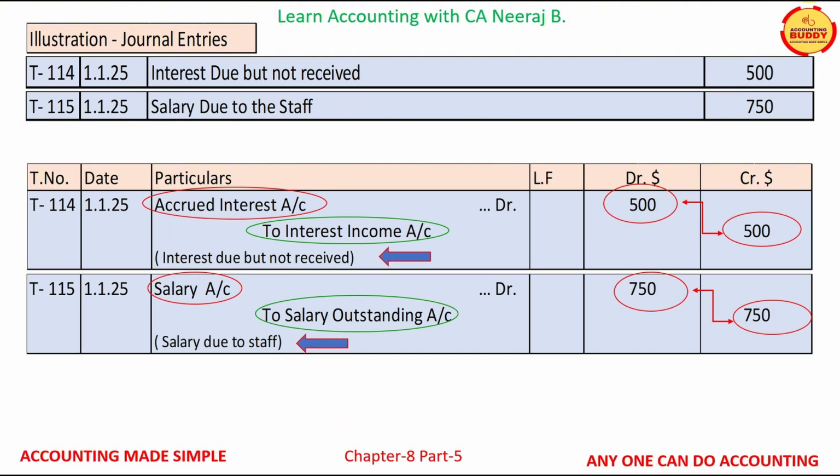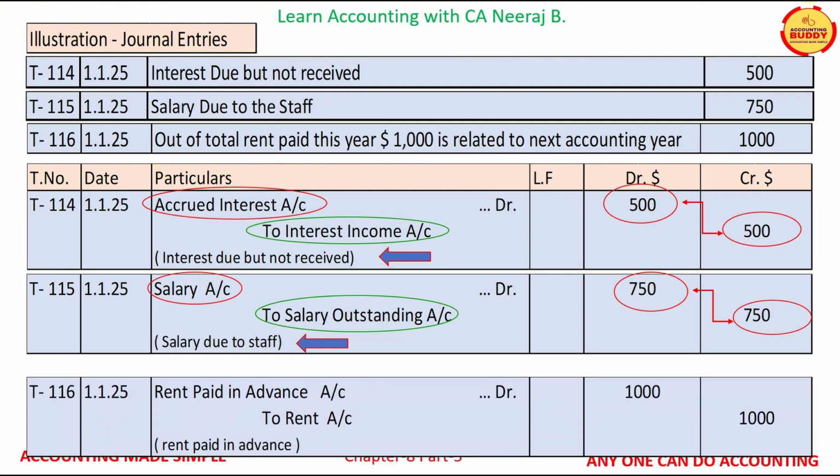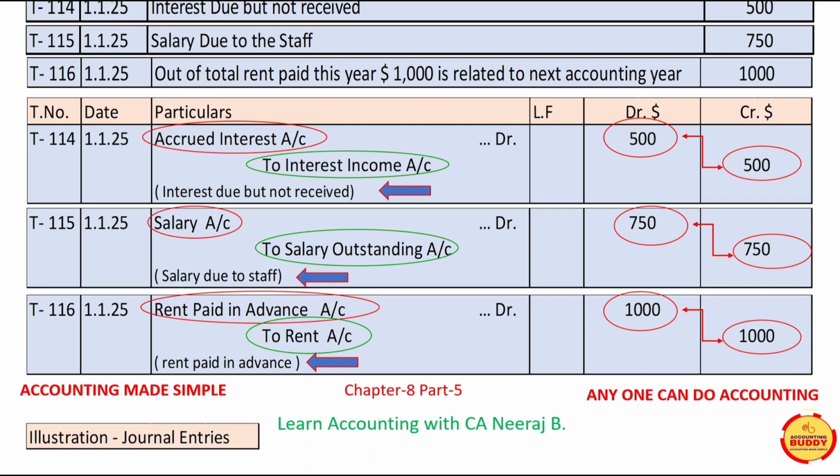Transaction T116 is out of the total rent paid for the year, $1,000 is related to the next accounting year. The two accounts which are affected by this transaction are rent paid in advance account and rent account. The entry is passed for $1,000 by debiting the rent paid in advance account and crediting the rent account with proper narration for the entry.